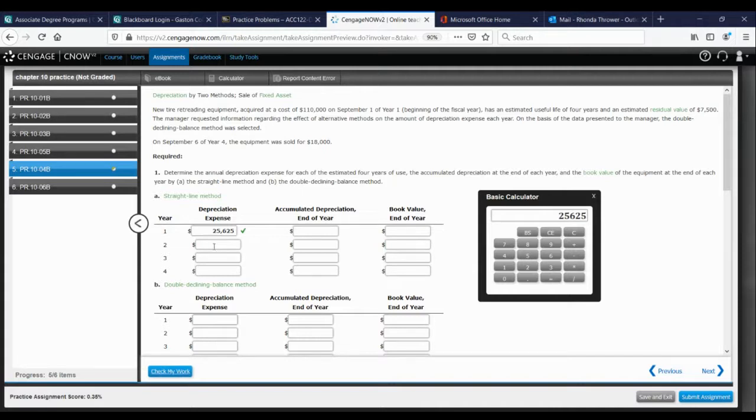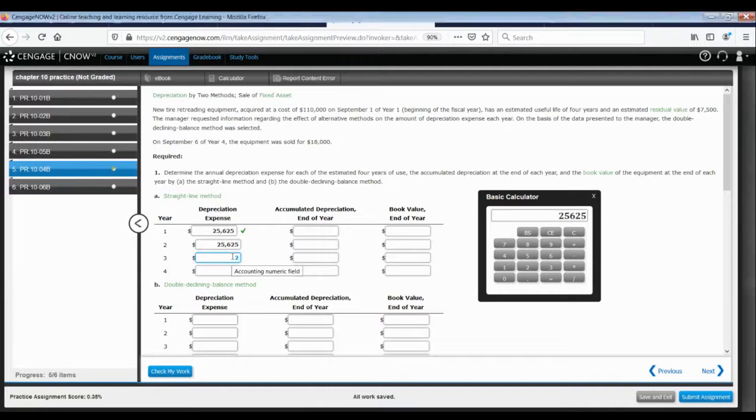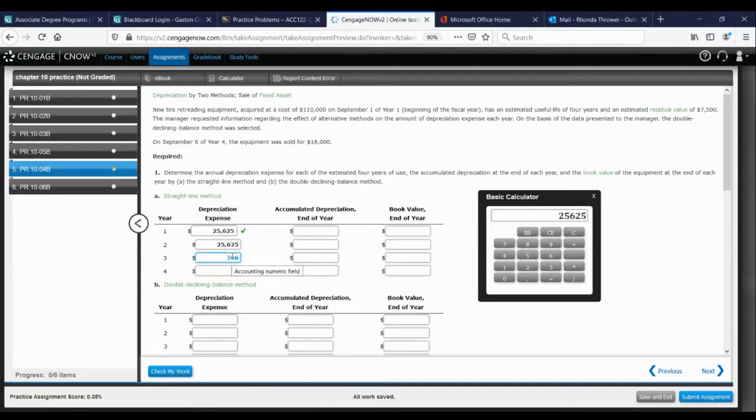The thing about the straight line method is that the depreciation expense per year, if you're depreciating for a full year, will always be the same. So in the second year, the depreciation expense will be $25,625. The same is true for the third and the fourth year.